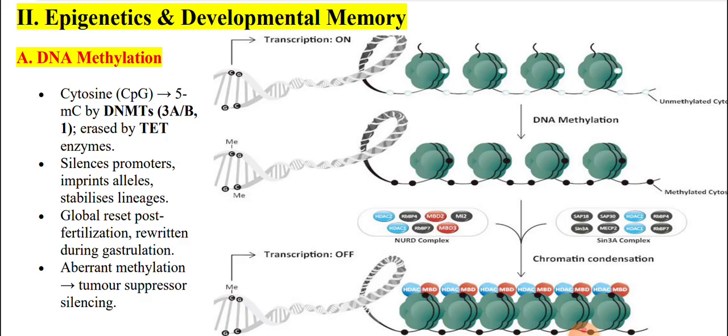Then, as the embryo develops, particularly during gastrulation when the fundamental germ layers form, there's a huge wave of de novo methylation, rewriting the epigenetic landscape to establish the initial lineage commitments. And the cancer connection. Just profound.